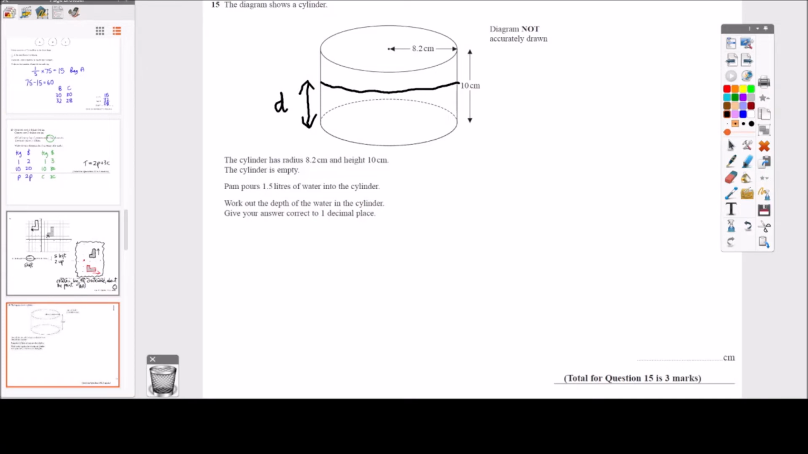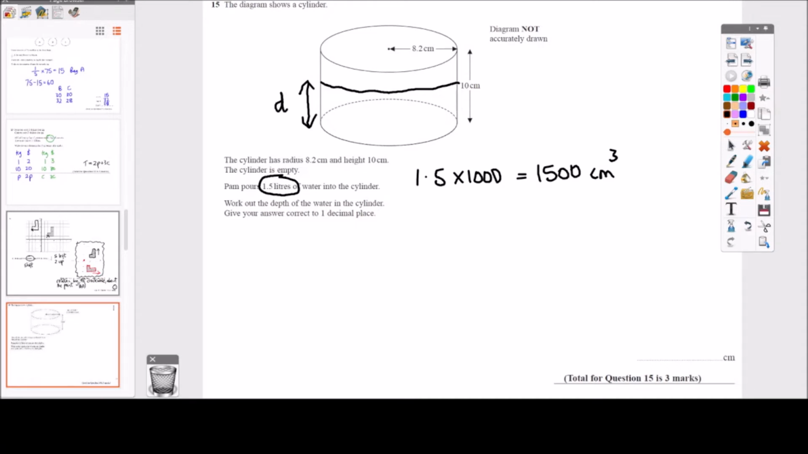So first thing we need to know, how much water have we got that we're pouring into it? Well, we've got 1.5 litres, and you just need to learn that there are 1,000 centimetres cubed in 1 litre. So 1.5 times 1,000 means we've got 1,500 centimetres cubed of water. So make sure you learn that. 1 litre is 1,000 centimetres cubed.